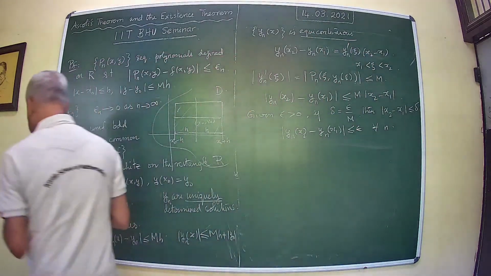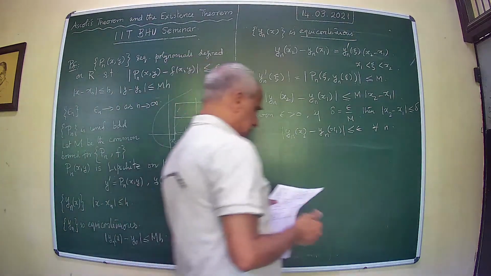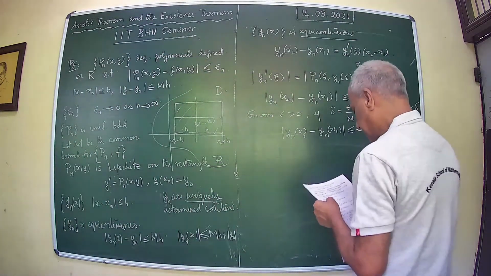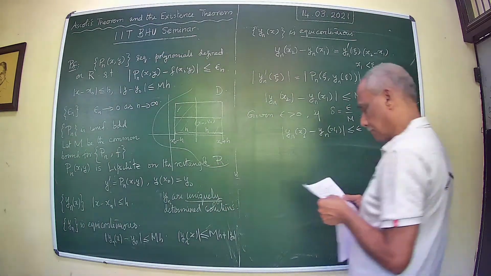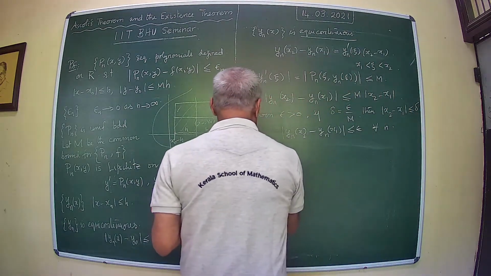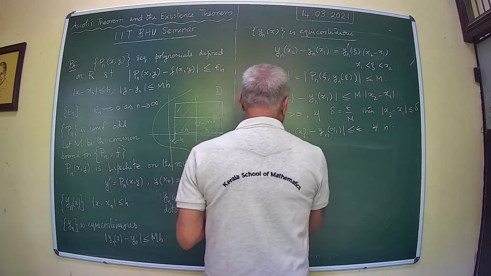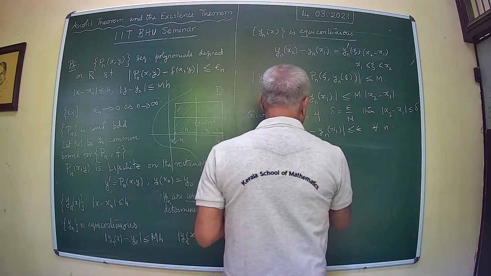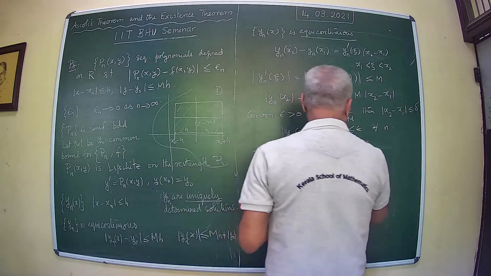Now what one does is this. You observe the following. So there exists a subsequence. We are applying the earlier theorem.